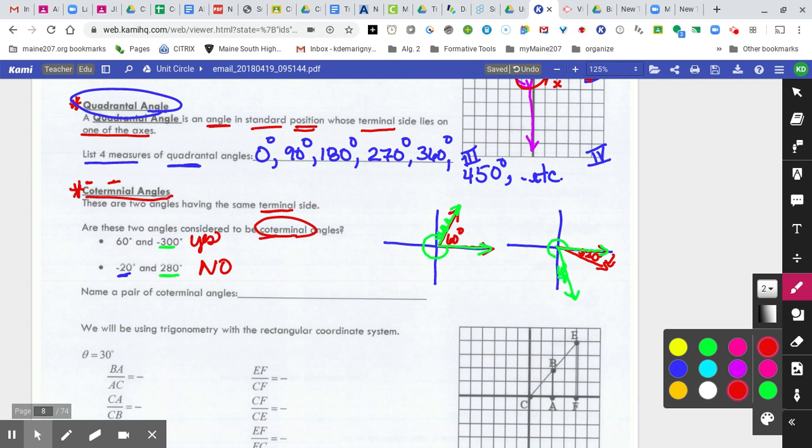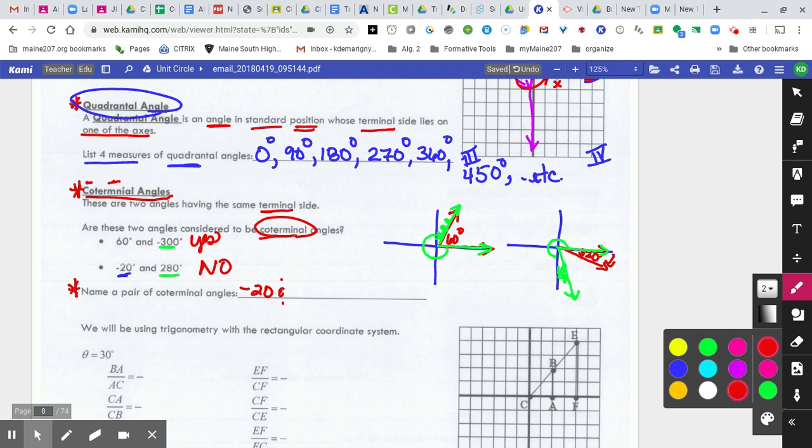One of the things we're going to ask you is to determine if two angles are coterminal. Here, we're going to give you a chance to just pick a couple. You can pick anything you want. Can you name a pair of coterminal angles? I'm just going to pick a couple of easy ones. Let's go to this one that we just did. Let's say I had a negative 20 degrees. What would be its coterminal angle?